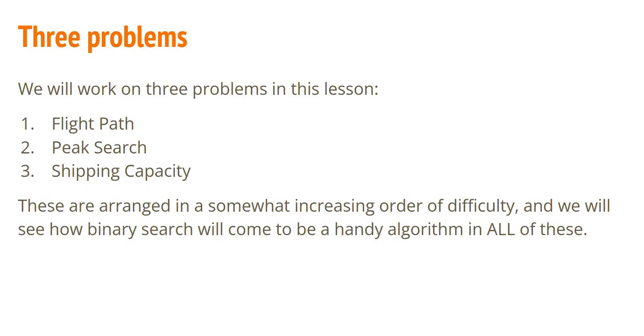So now the problems here are interesting. They have been arranged in a somewhat increasing order of difficulty. But like I said, the interesting thread or the common thread between all of this is binary search. At the first look, they may not necessarily fit into the mold where we have to search a value in a list, but we'll see that in all these three cases, binary search will in fact become a handy algorithm to solve them.